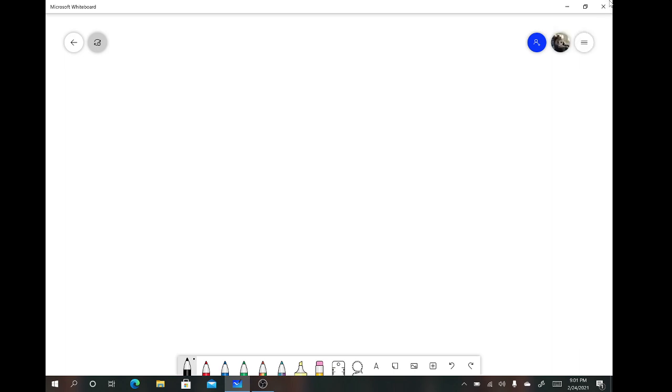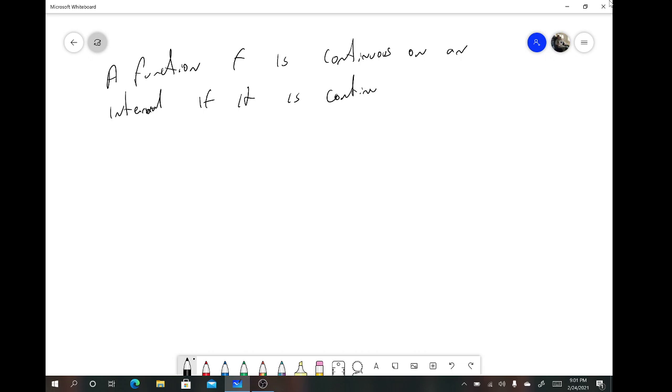So a function f is continuous on an interval if it is continuous at every point on that interval.